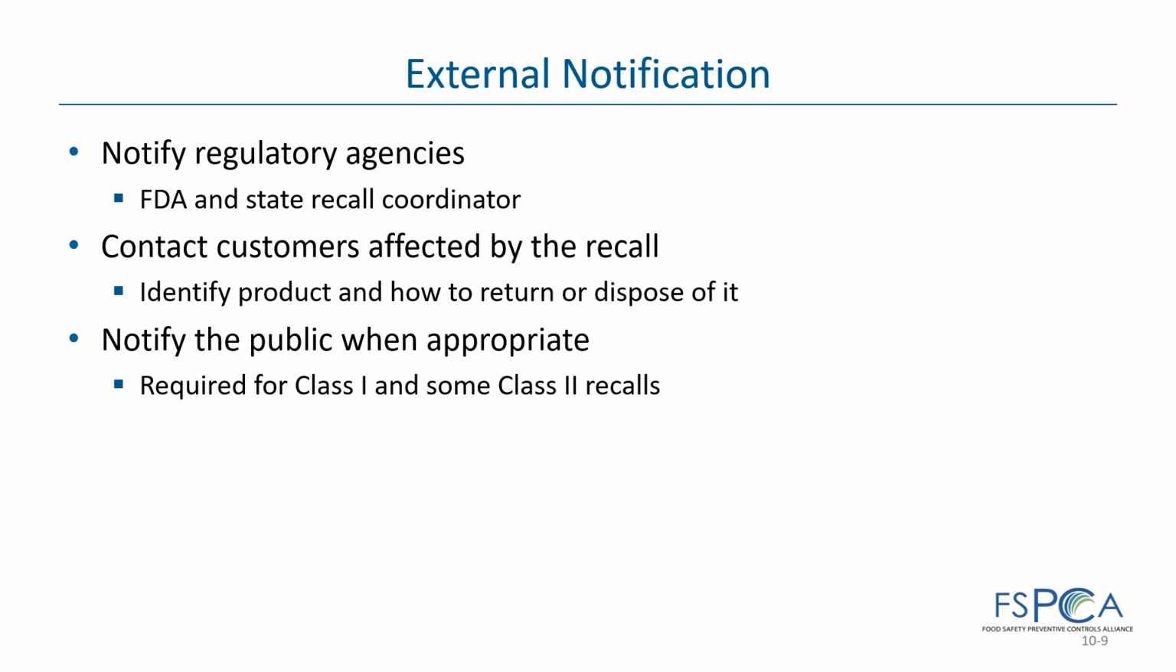Here are some examples of external notification that should be happening when you go through this recall process. Regulatory agencies, of course, the FDA, your district FDA recall coordinator, your state recall coordinator or state feed inspectors should definitely be notified. Contact customers that are affected by the recall, and I think it's helpful especially to identify, well, of course we need to identify the product, but also including information about how to return it or how to dispose of it, and letting you know if they did dispose of it.